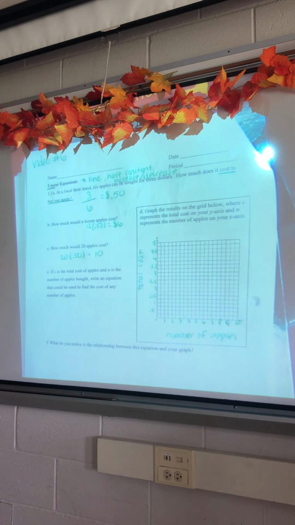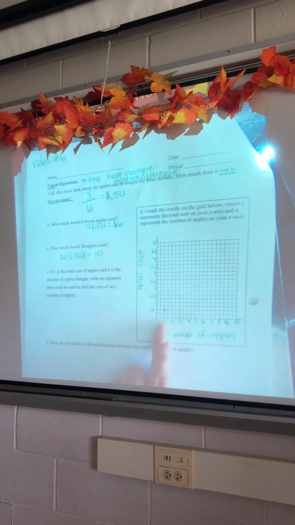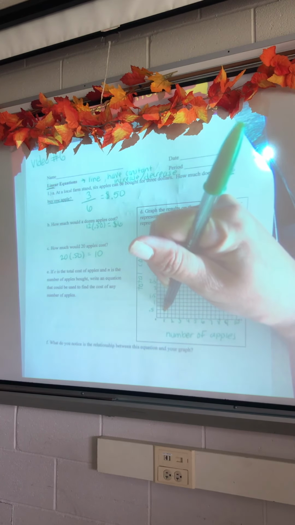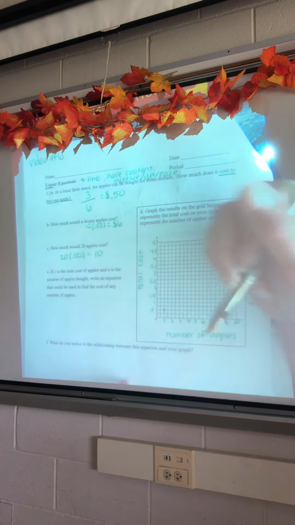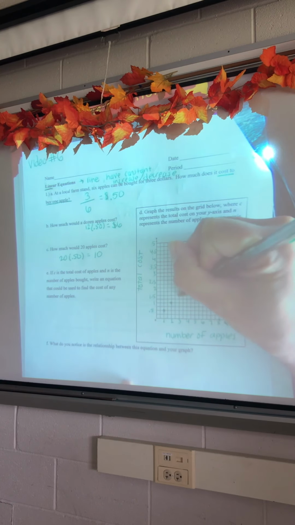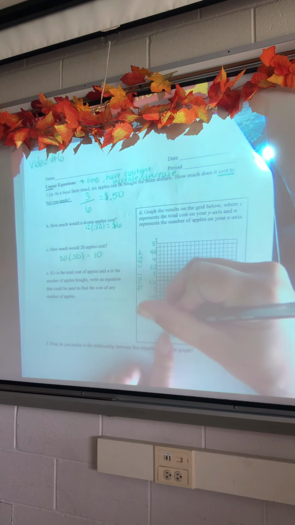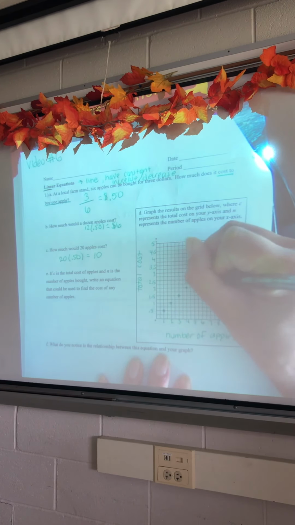So if I'm graphing this, we said that for every 1 apple, it costs 50 cents. So my point would be at 1 to the right and up to 0.5. Because for 1 apple, it costs 50 cents. So for 2 apples, it would cost $1. For 3 apples, it would cost $1.50. So at this point, you should start to notice that every time your next point is going up 2 boxes and to the right 2 boxes. So I'm going to continue that pattern.